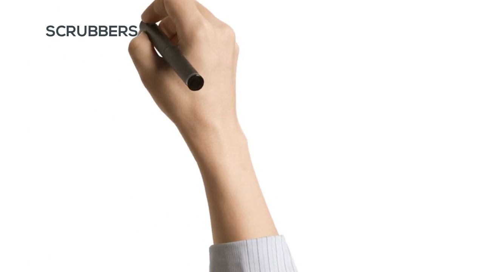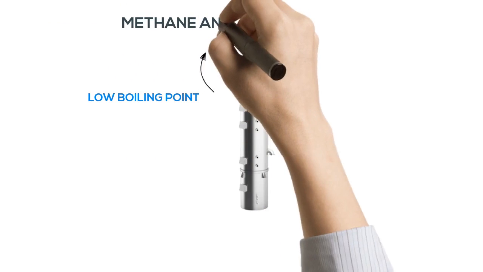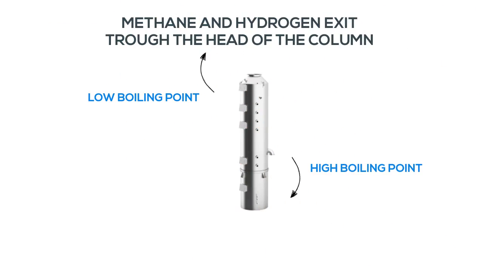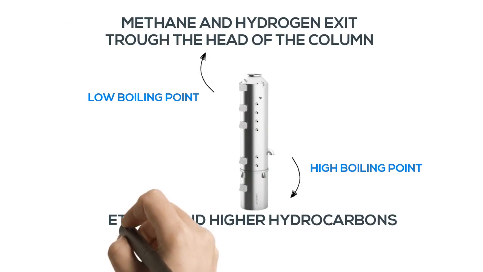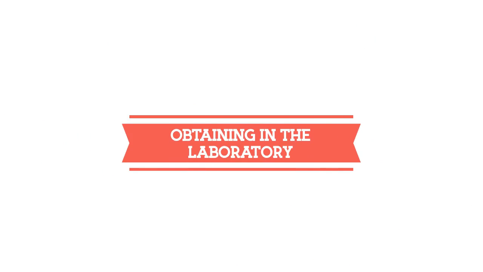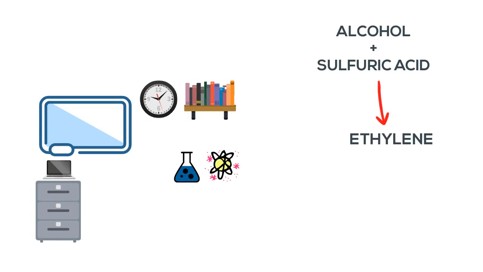In order to obtain pure ethylene, scrubbers are used, which act as columns in which the components with the lowest boiling point, such as methane and hydrogen, evaporate and exit through the head of the column. The higher boiling components, such as ethene, and the immediately higher hydrocarbons with a lot of ethylene meet at the bottom of the column. It is believed that by adding alcohol and sulfuric acid, ethylene will be obtained with a little energy. When you check bromine water and potassium permanganate, as both are colored, if ethylene was actually obtained, it will make these substances transparent.